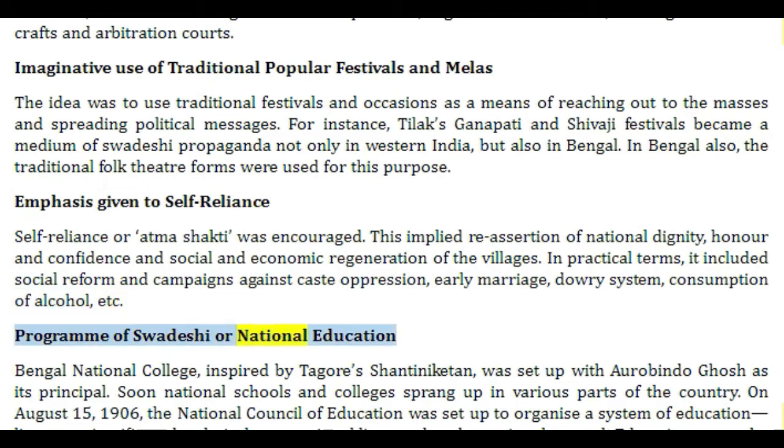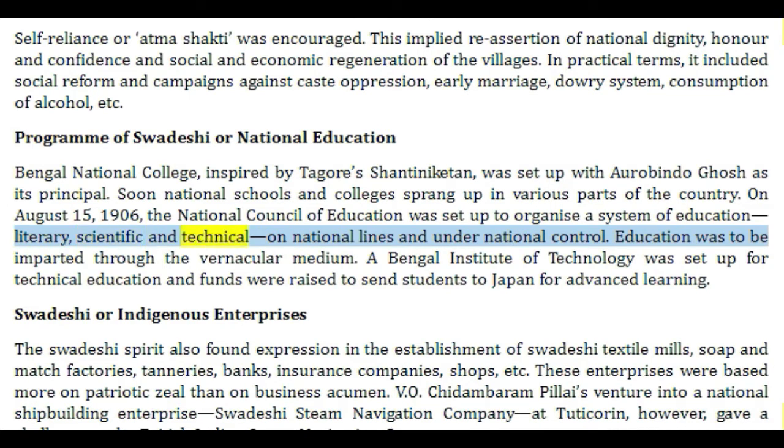Program of Swadeshi on national education. Bengal National College, inspired by Tagore's Shantiniketan, was set up with Aurobindo Ghosh as its principal. Soon national schools and colleges sprang up in various parts of the country. On 15 August 1906, the National Council of Education was set up to organize a system of education, literary, scientific, and technical, on national lines and under national control. Education was to be imparted through the vernacular medium. A Bengal Institute of Technology was set up for technical education and funds were raised to send students to Japan for advanced learning.